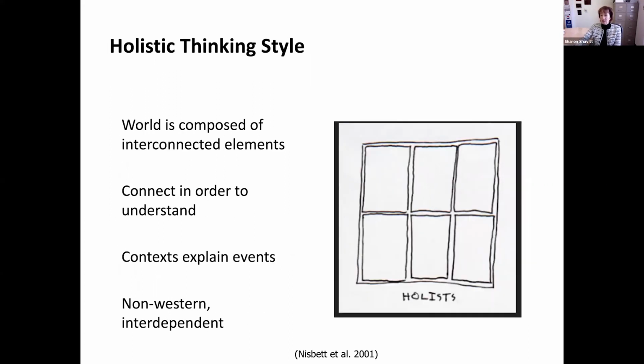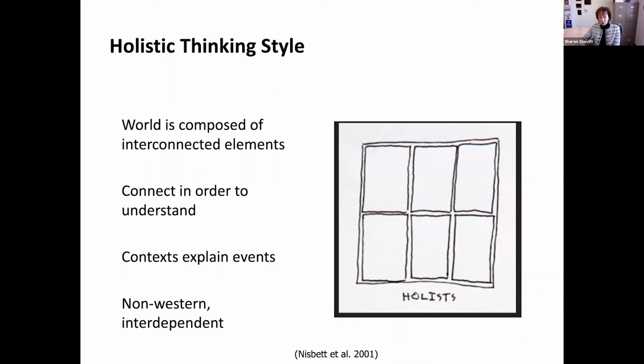Holistic thinkers, on the other hand, tend to adopt a big picture view of the world. They emphasize the interconnectedness between individual objects in the context. As a result, holistic thinkers often explain and predict events based on contextual factors. People from non-Western cultures are more likely to construe themselves as interdependent with others, and as a result, they tend to adopt a holistic thinking style, which influences their tendency to see connections or relationships between things in their environment.